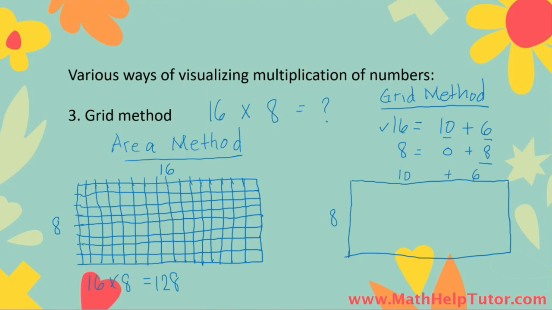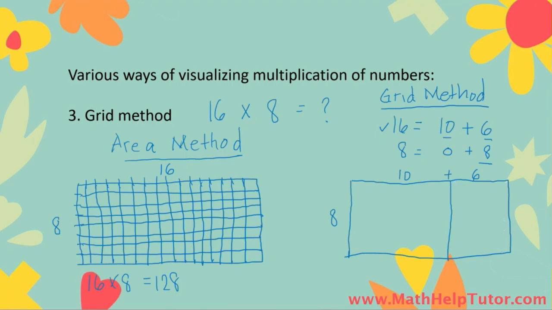Next, we can draw up regions based on the places like tens and ones of the numbers that we are multiplying. So we draw a line here, which is going to represent a rectangle that has a length of 10 and a height of 8. And then another rectangle here with a length of 6 and a height of 8.